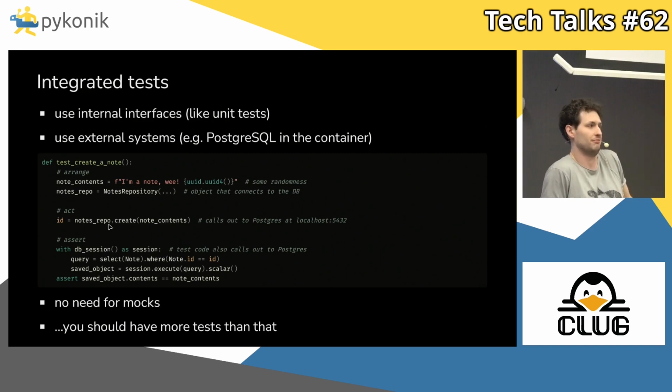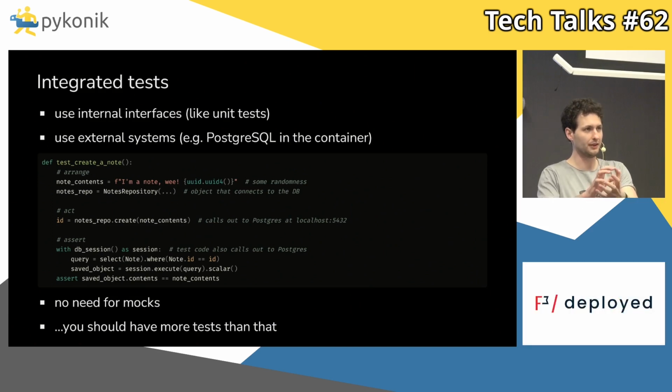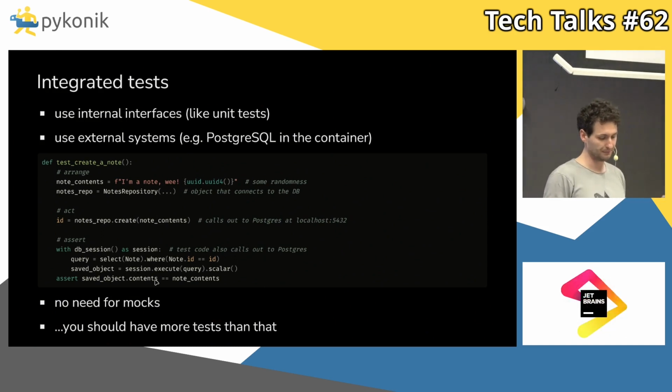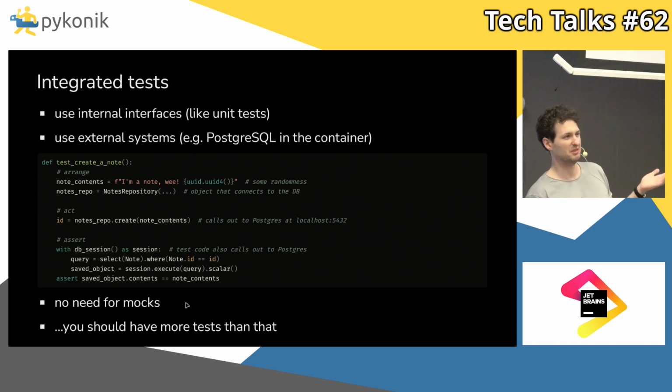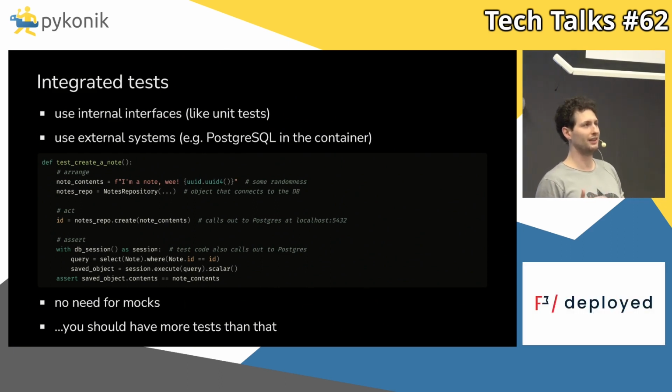The acting is just running a function. Create me the node with this string contents. And this will actually, from our Python test that's running outside of containers, it's just running in our standard system. That's going to call out to Postgres and actually write something to the database. And then the test code also calls out to the database, because it can, to verify that something happened on the database. With that, we don't need mocks. Sometimes we will, but we don't need mocks to check code that's talking to the database or talking to the queue or stuff like that.